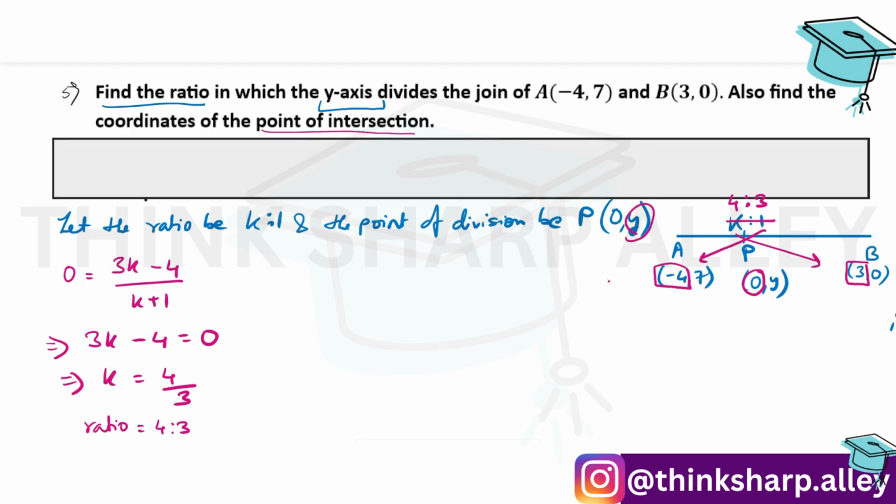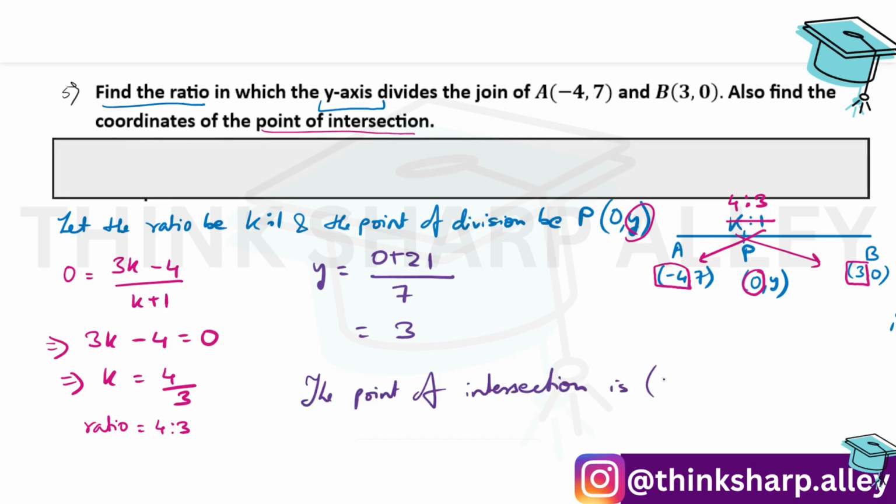Now, we can find out the point of intersection. We are only left to find y, right? So let's calculate y quickly. So y is going to be, use section formula, 4 into 0, which is 0, plus 3 times 7, that's 21, divide by 4 plus 3, that's 7. And 21 plus 0 is 21, and that gives me 3. So the point of intersection is 0, 3. So this is how we find out the ratio as well as the missing coordinate using section formula.